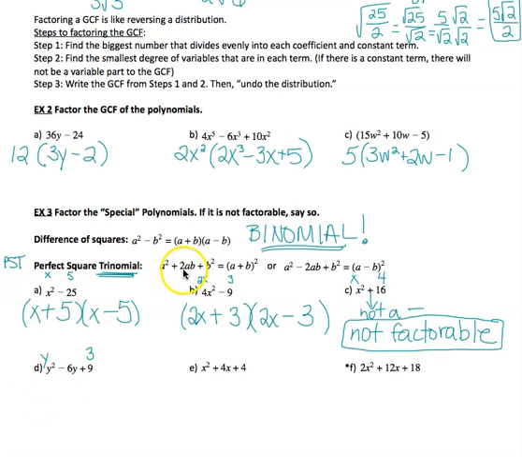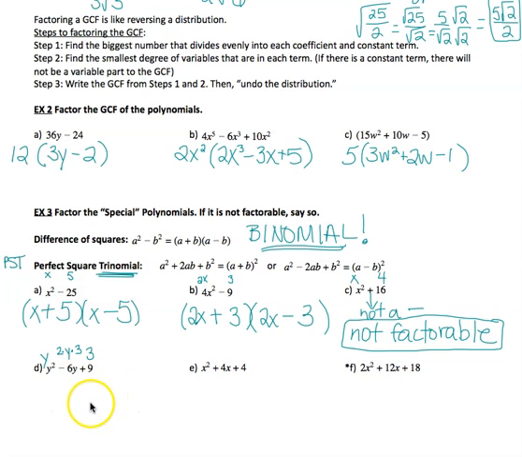But it matters whether it follows this pattern. Is that middle term 2 times each of those square roots? So basically, I'm looking to see, okay, is this 6y 2 times the front, which is y, times the back, which is 3? So 2 times y times 3 would be 6y. So that means, yes, this fits the pattern.